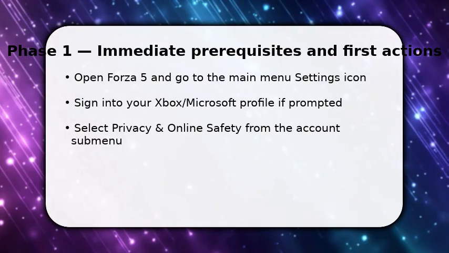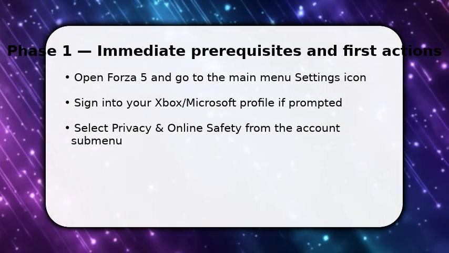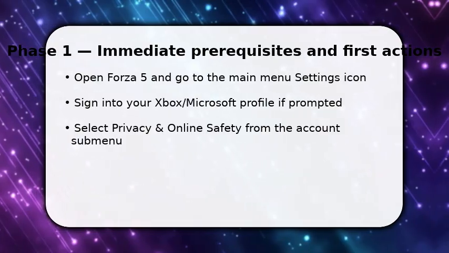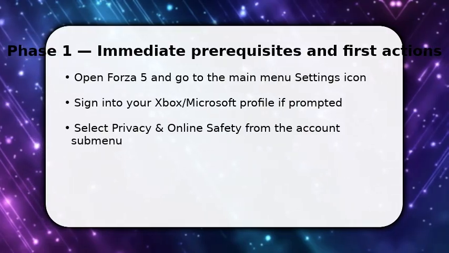You start by opening Forza 5 and heading straight into Settings. This is where account privacy lives. Once in, sign into your Xbox or Microsoft profile if required. This links game controls to your account.